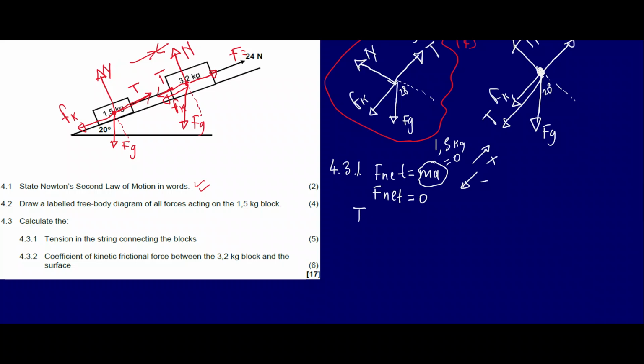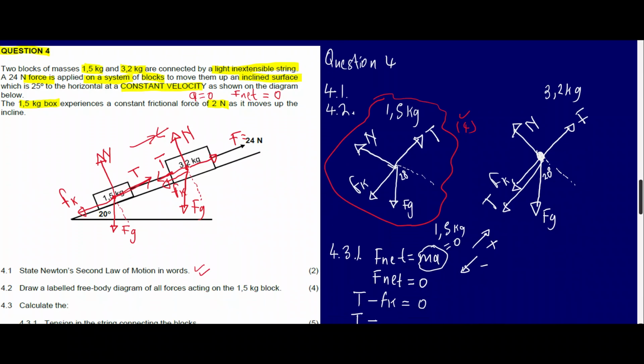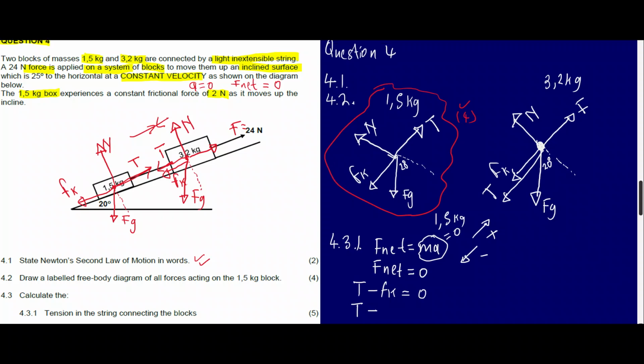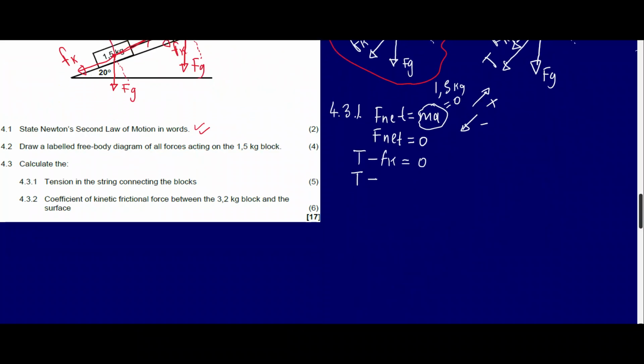So it's going to be the force F, tension, minus Fk, which is equal to 0. So what is the tension here? Minus Fk. What is the Fk? I think they did give it to us. The frictional force of the 1.5 kg block is 2 newtons in the statement there. You can see there 2 newtons. So let's substitute 2 newtons there.